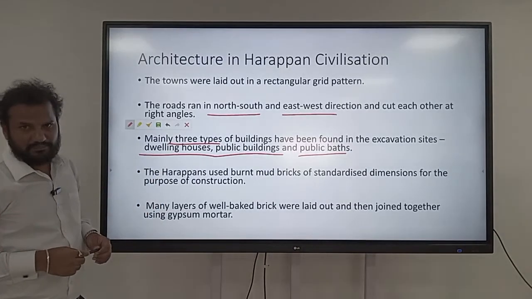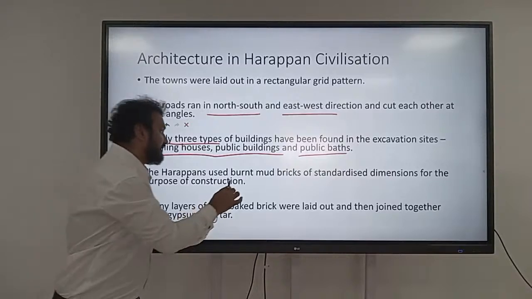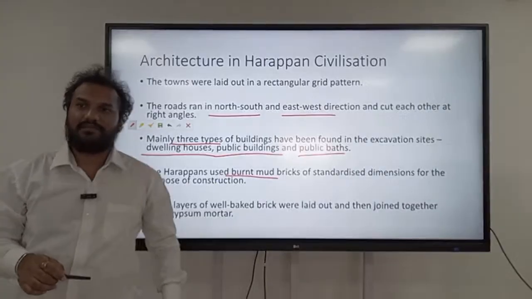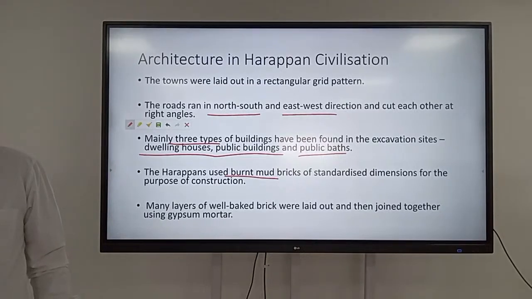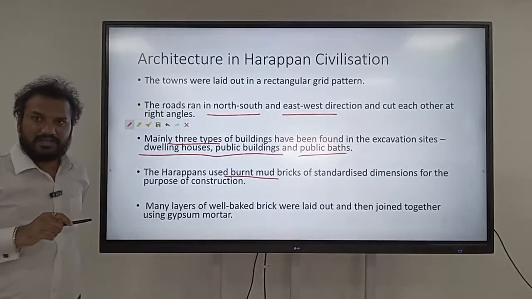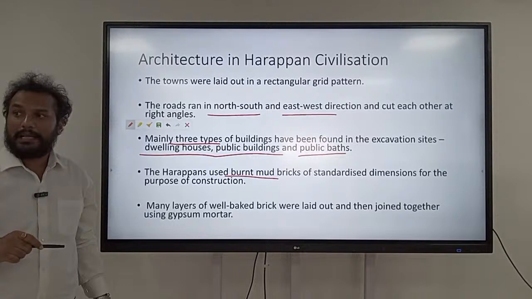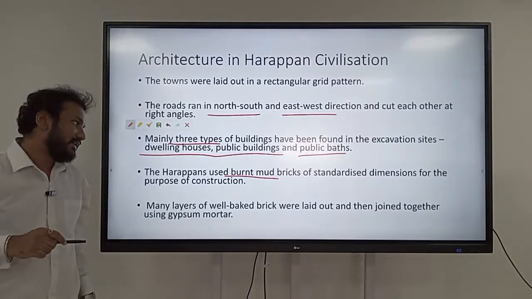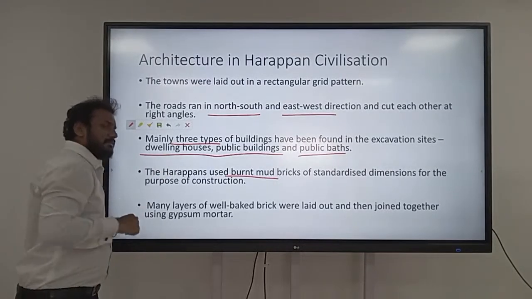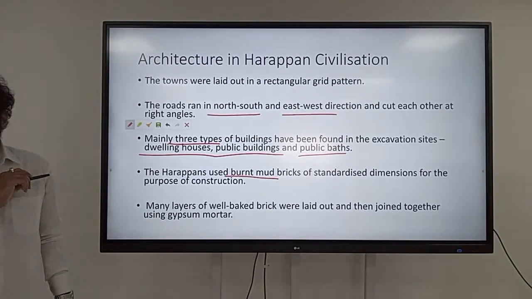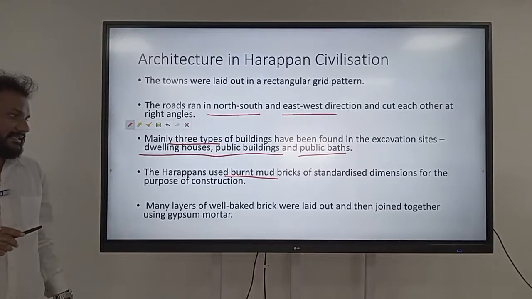Regarding Harappan civilization, they used burnt mud bricks for construction of these buildings. Sun-dried bricks were used by the Egyptian people. That is the difference between Egyptian civilization and Harappan civilization. Harappan civilization used burnt bricks, and Egyptian civilization used sun-dried bricks. The dimensions of these bricks are uniform throughout all the sites, that means the same size. It maintains a standard size.